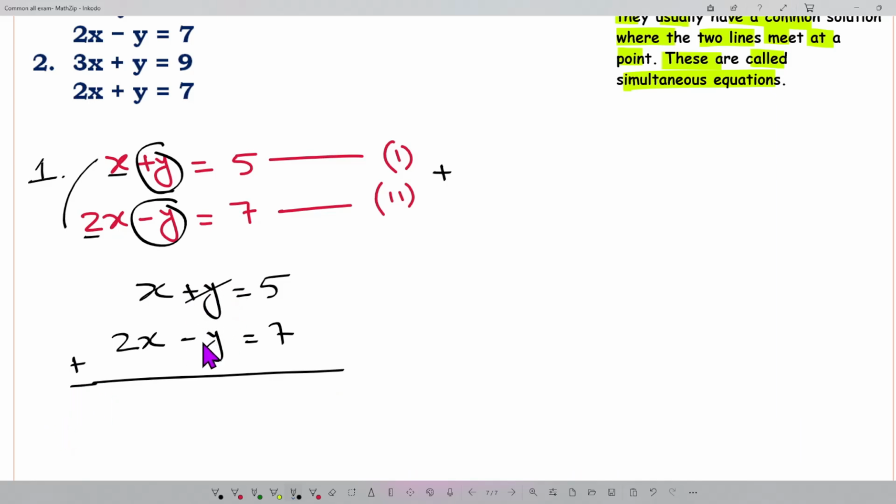So plus y and minus y cancel out. 2x plus x is 3x, equal to 5 plus 7, which is 12. Now we can divide both sides by 3, right? Once we divide by 3, we get x equals 4. Okay, now we can put this value of 4 into either equation.